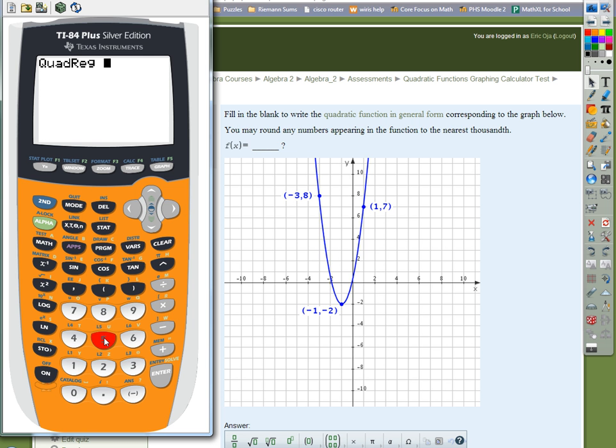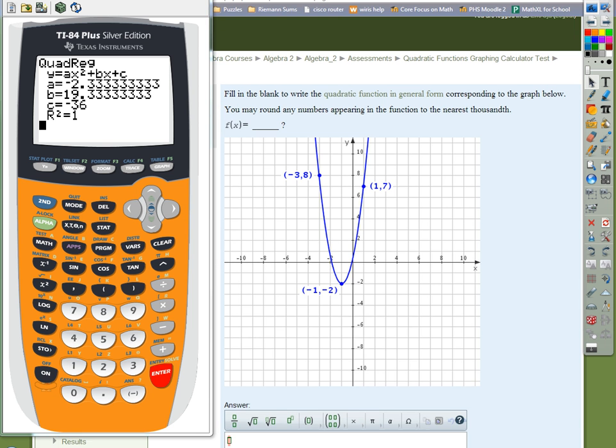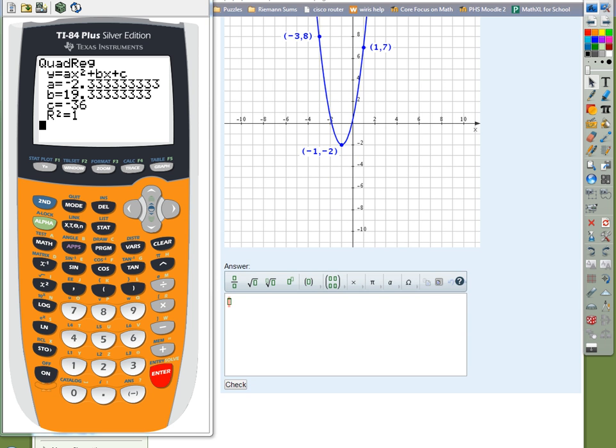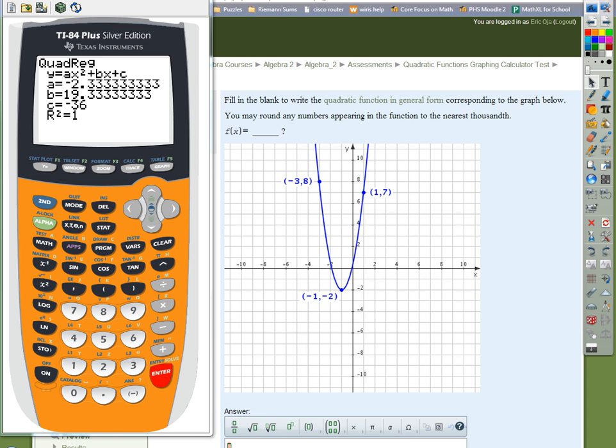And if I do that, now yours will look a little different, right? Yours will have some stuff, and then it'll say calculate at the bottom. But if I hit enter, it does the same thing. So it gives us back the answer. The answer is y equals ax squared plus bx plus c, where a is negative 2.3 repeating. They want this rounded to the nearest thousandth. When we put this in, we're just filling in the blanks, right?